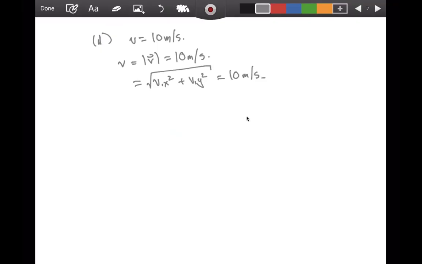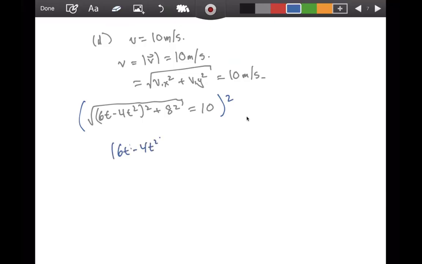Now, using our original vector, this is the same thing as 6t minus 4t squared, squared, plus 8 squared, square rooted, which must be equal to 10. I'm going to drop the meters per second for now. We have to find the time t for this to occur, so we want to solve this for the time. First, we isolate the first term under the square root, which means we want to get rid of the square root. So we simply square both sides at this stage, and I get 6t minus 4t squared, squared, equal to 10 squared minus 8 squared.